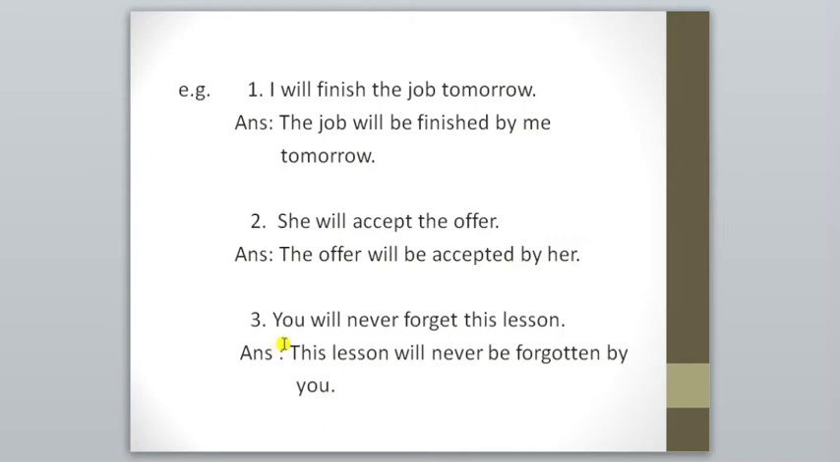Third sentence: you will never forget this lesson. I also know that you people will never forget change of voice. Right now, we took it in 3 parts, and I think you will remember all the 3 parts very well. But if you learn the active voice structure and passive voice structure of each tense, then what will happen? You will never forget this lesson. Am I right? Okay.